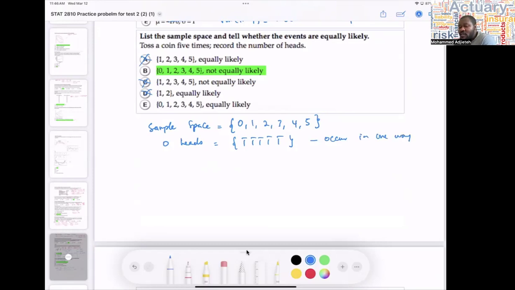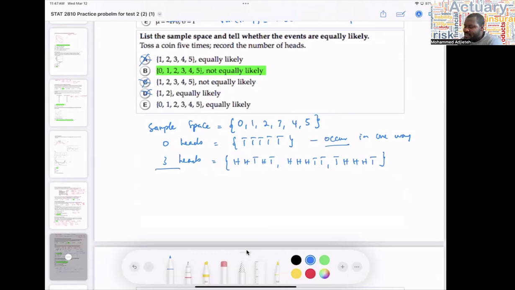What's the probability of you getting 3 heads? Getting 3 heads is going to occur in 3 ways. What are those 3 ways? First, we could get head, head, tail, head, tail. We could also get head, head, head, tail, tail. We could also get tail, head, head, head, tail. You see, this is 3 ways. This is one way. This is 3 ways.